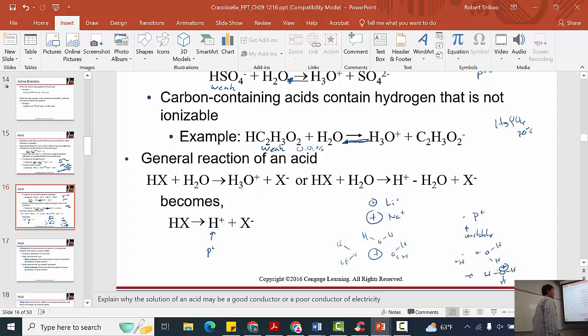However, sometimes we don't write hydronium. Sometimes we use this shorthand convention. So a lot of times we'll just write it like that. Strong acids completely dissociate. Weak acids will partially dissociate.